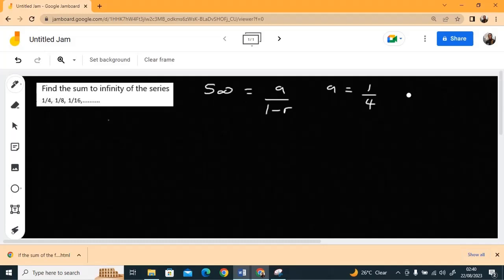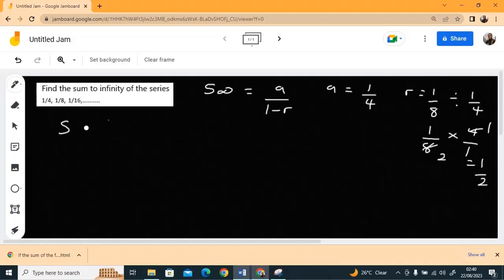That's the common ratio. It means my common ratio is 1 over 8 divided by 1 over 4. So it will be 1 over 8 times, this will go up, this will come down, 4 over 1. 4 into 4 is 1, 4 into 8 is 2. So 1 times 1 is 1, 2 times 1 is 2. There's a difference between 1 over 2 and 2. Don't make the mistake. So I'm going to substitute in this formula here.